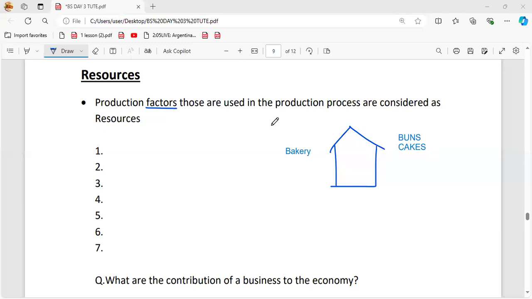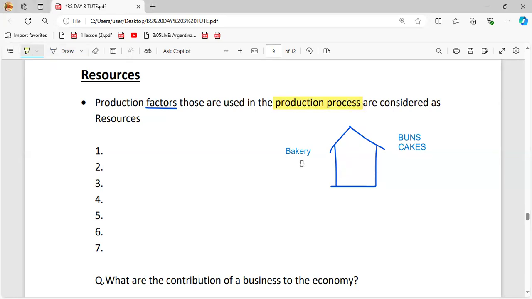So I told you that in this bakery, I am producing buns, cakes, and all. But in order to produce a bun, what are the factors am I using? For example, I need a place. I need some machinery, ovens and beaters. And also I need some workers. So there are so many items which are used in production. Therefore, producing a bun is a process.